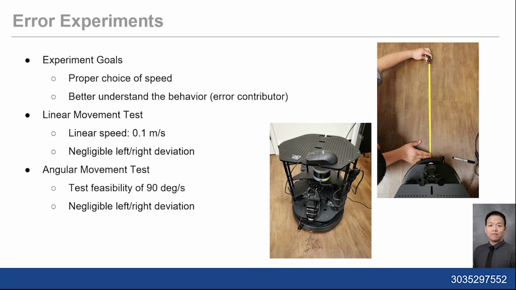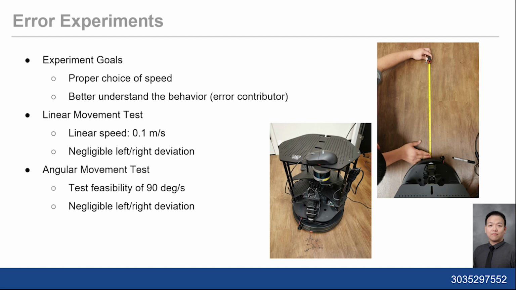This is the team's very first time to interact with Turtlebot, so we would like to know more about its dynamic behavior, especially the errors. Therefore, a number of experiments and analyses were performed on the Turtlebot. There are two major goals. First of all, to find the proper linear speed and angular speed. Secondly, to help the team figure out what the main error contributors are.